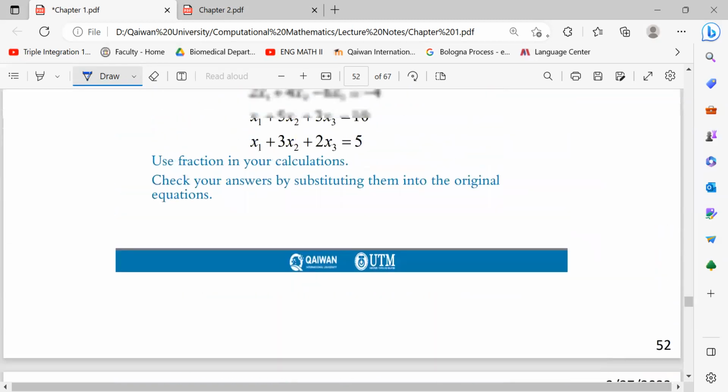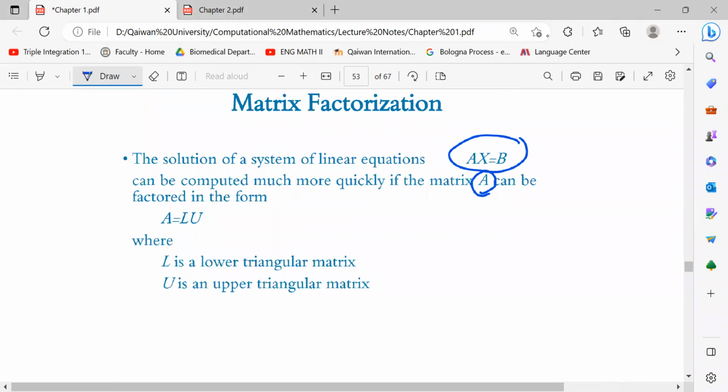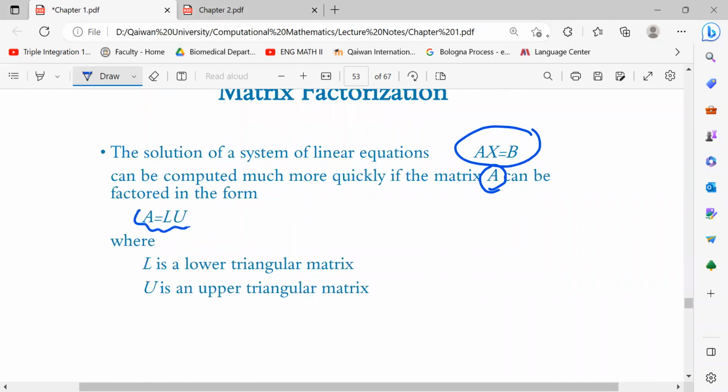Here, we need to find L and U. You see, A is L times U. What's L and what's U? L is the lower triangular matrix, and U is the upper triangular matrix.